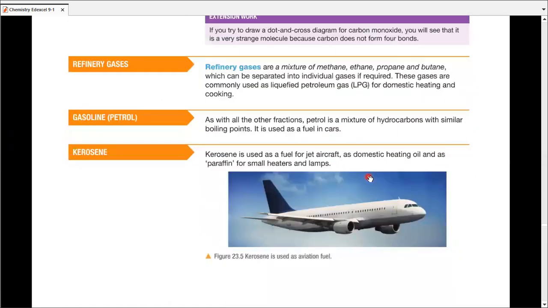Moving on, gasoline or petrol, among other fractions, is a mixture of hydrocarbons with similar boiling points. Main use, car fuel. Kerosene is next on the list. It is actually a fuel for jet aircraft. It is also used as domestic heating oil and paraffin for small heaters and lamps, which is actually an obsolete use for the developed countries around the world. But for somewhere like Africa or India, this is still used for the same purpose. However, jet fuel is one of the most common uses. This goes for military planes as well as domestic planes.